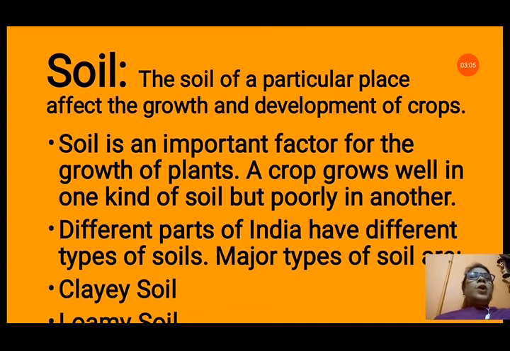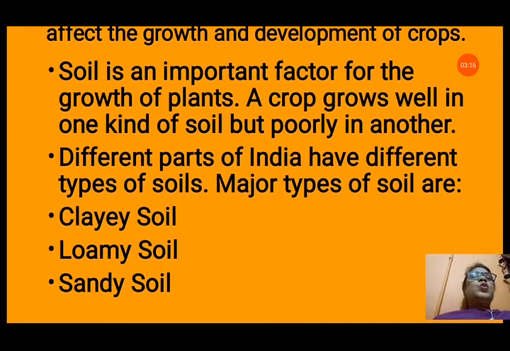The soil at a particular place affects the growth and development of crops. So soil is a very important factor that affects the growth of a crop. A crop grows well in one kind of soil but poorly in another. That means one kind of crop can grow very nicely in one soil, but in another soil it cannot grow properly. Different parts of India have different types of soils. Major types of soils are clayey soil, loamy soil and sandy soil.